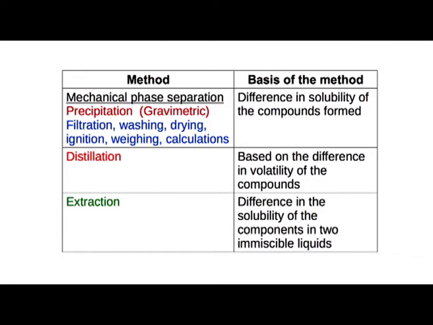The other one is the distillation technique, which is based on the difference in the volatility of the compounds. We have a mixture containing different components that have different boiling points. If we simply distil it, we can collect the different fractions or components of the mixture according to their boiling points. Another one is extraction, which is based on the difference in the solubility of the component in two immiscible liquids. So, there are different techniques we can use for the separation of the components in a mixture.